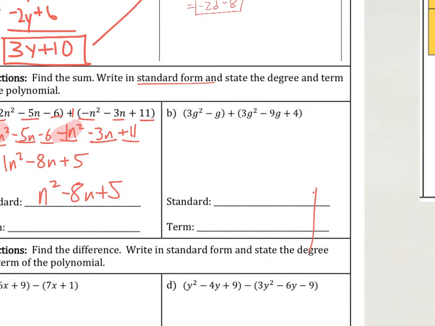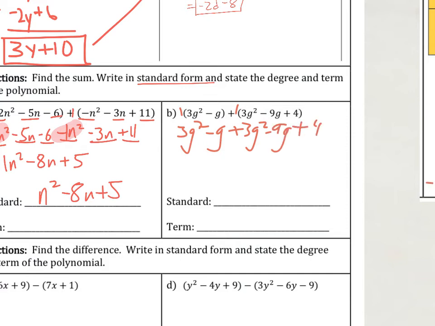So, how about this? We're going to add here. All right, same idea. Combine like terms. Now, notice, again, there's nothing besides a 1 out here. If there were numbers out here like a 2, then you would have to change things and multiply that. So 3g squared minus g plus 3g squared minus 9g plus 4.